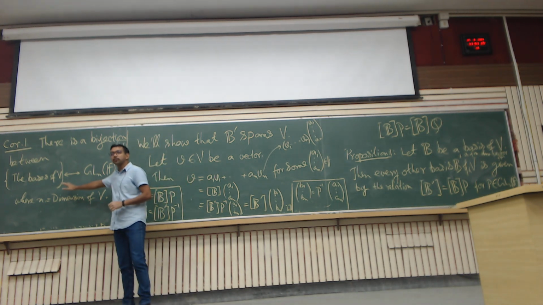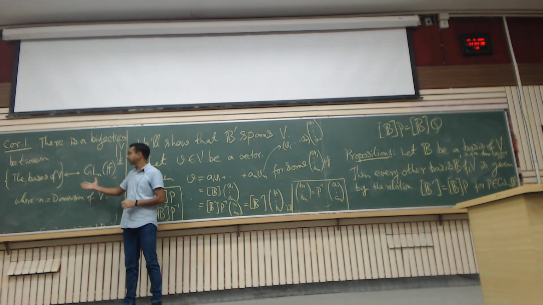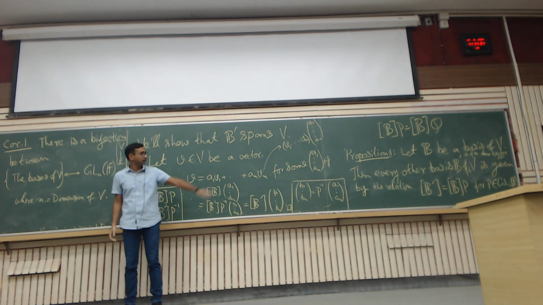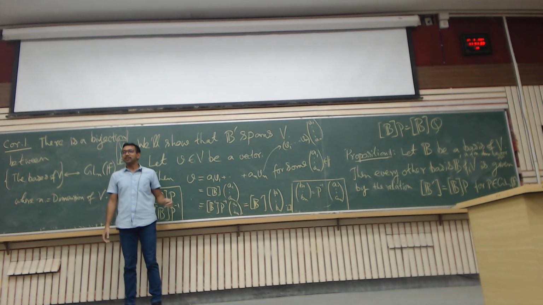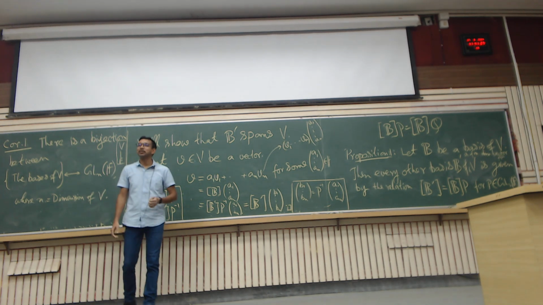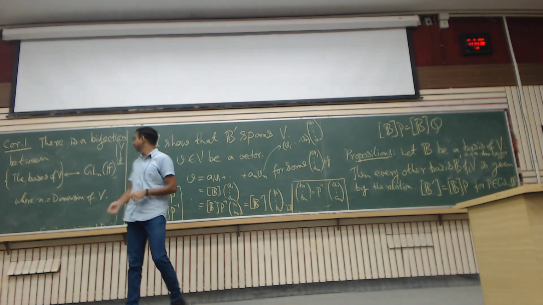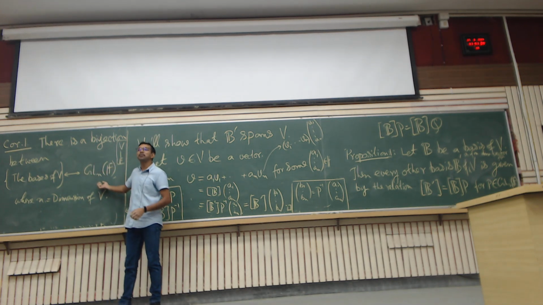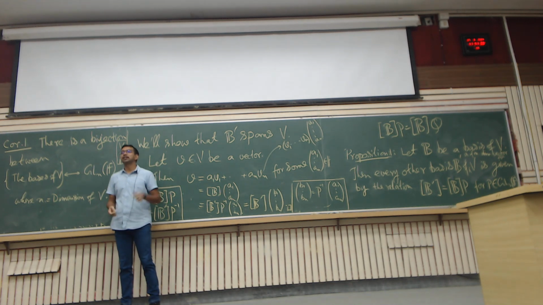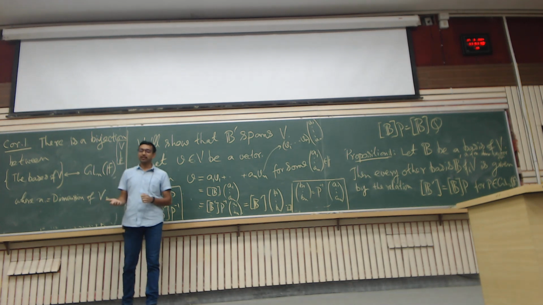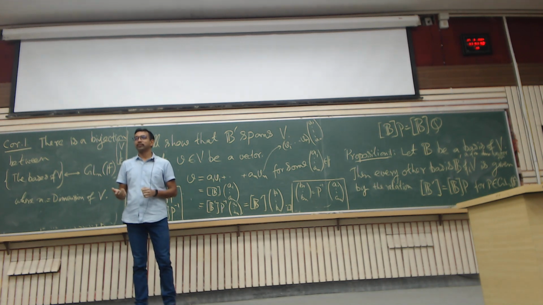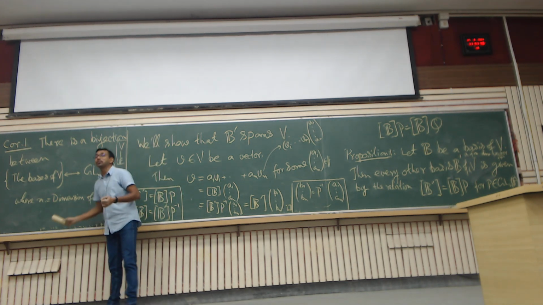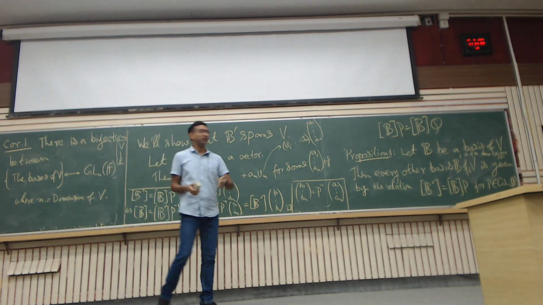So the basis of V and GL_n(F) are in bijective correspondence. The argument we just gave here, did you get any part of it, or if you have any doubts, you can ask and I will explain again. Okay. So this will help us now to answer the question with which we started the earlier class. That is, we wanted to get the number of elements in GL_2(F).